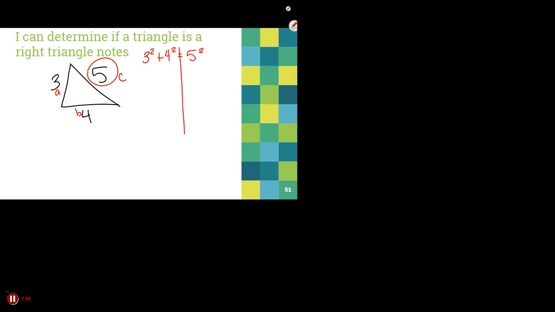3 squared, so 3 times 3 is 9. 4 squared, 4 times 4 is 16. 5 squared, 5 times 5, 25. 9 plus 16 is 25. Does 25 equal 25? Of course it does. So yes, it is a right triangle.